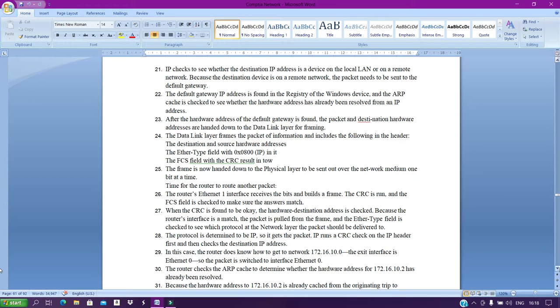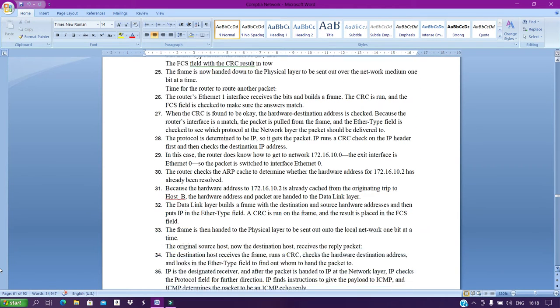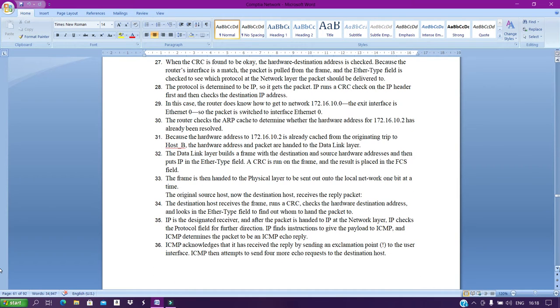Time for the router to route another packet. The router's Ethernet 1 interface receives the bits and builds a frame. The CRC is run and the FCS field is checked to make sure the answers match. When the CRC is found to be okay, the hardware destination address is checked. Because the router's interface is a match, the packet is pulled from the frame and the ether type field is checked to see which protocol at the network layer the packet should be delivered to.